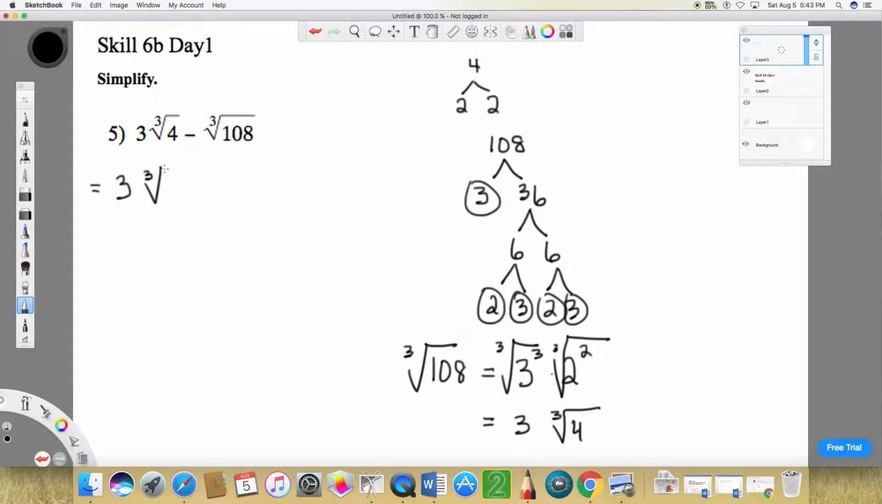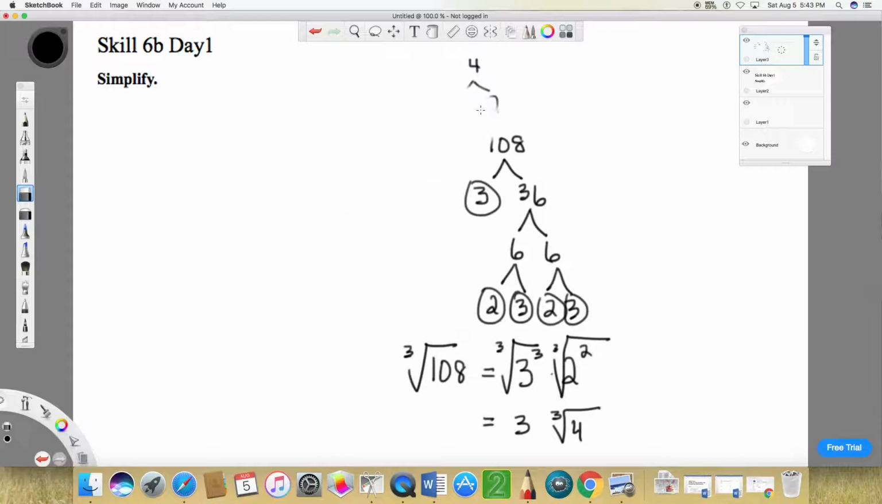We have 3 the cube root of 4. But we know that we can rewrite the cube root of 108 as 3 times the cube root of 4. Those two terms are equal and opposite, so they cancel each other out, and our final answer is 0. So this original subtraction is a very ugly way to get the number 0, but it does simplify to 0.